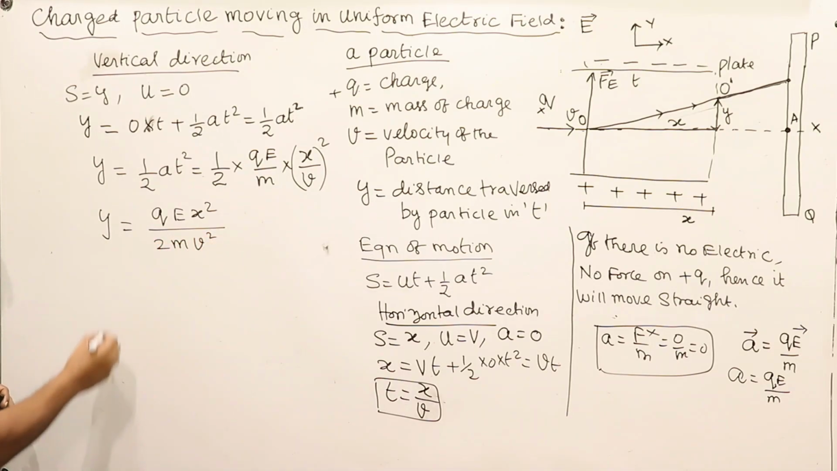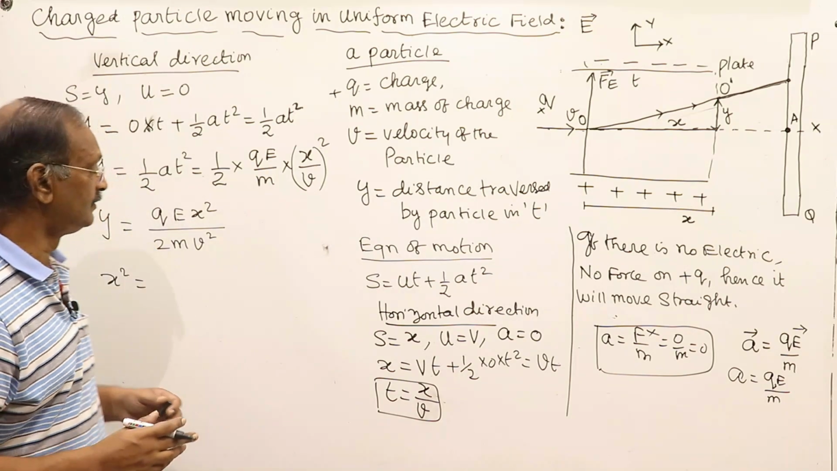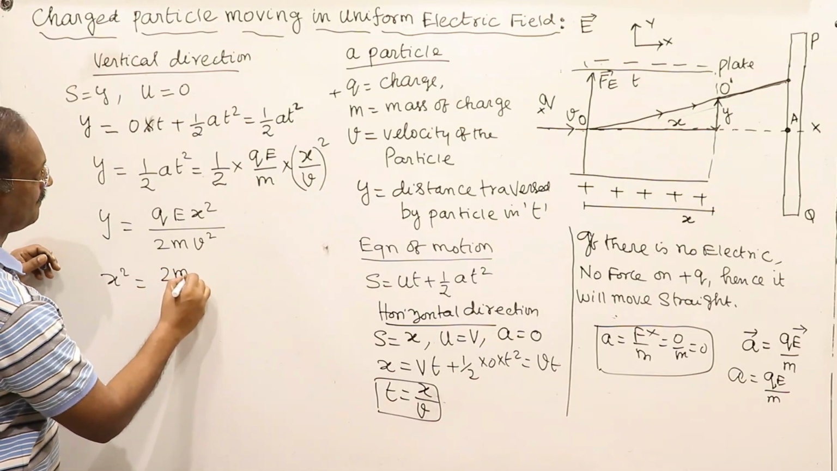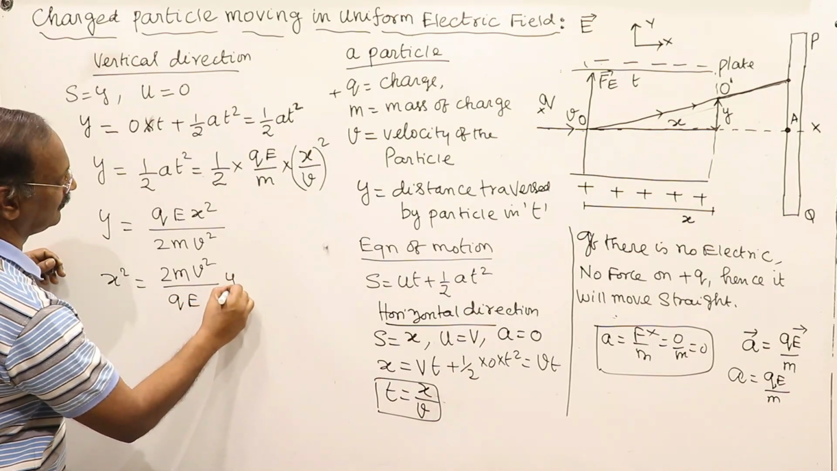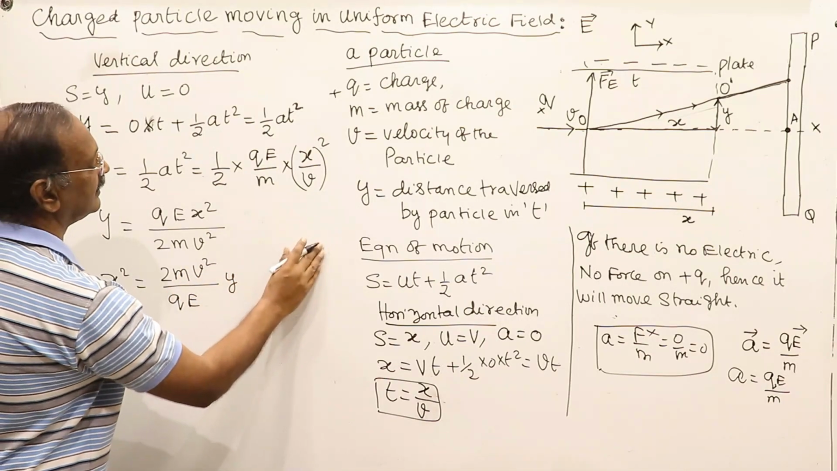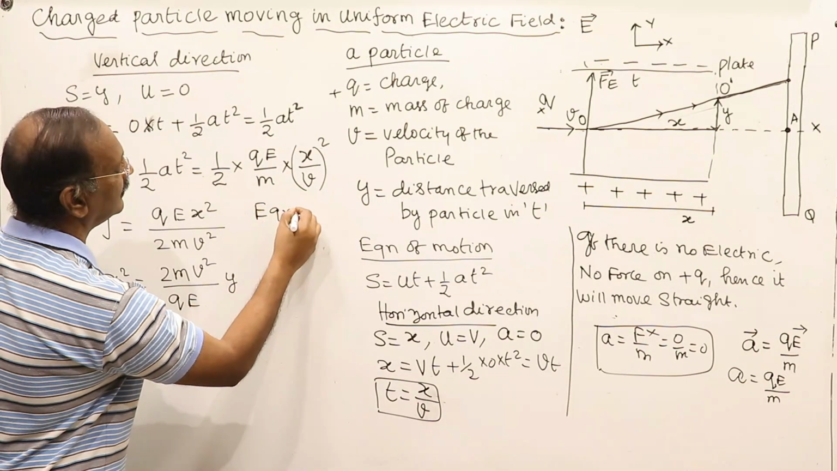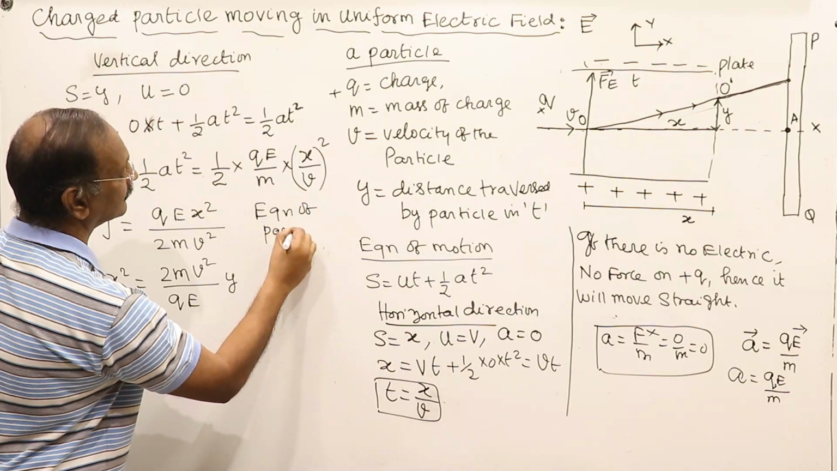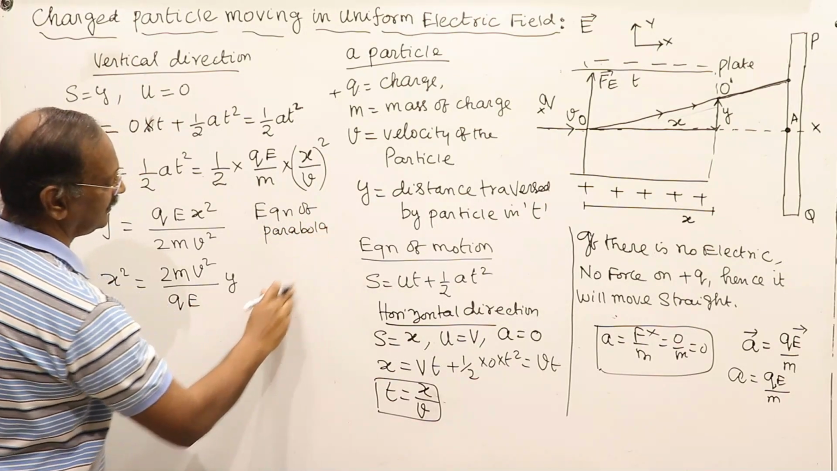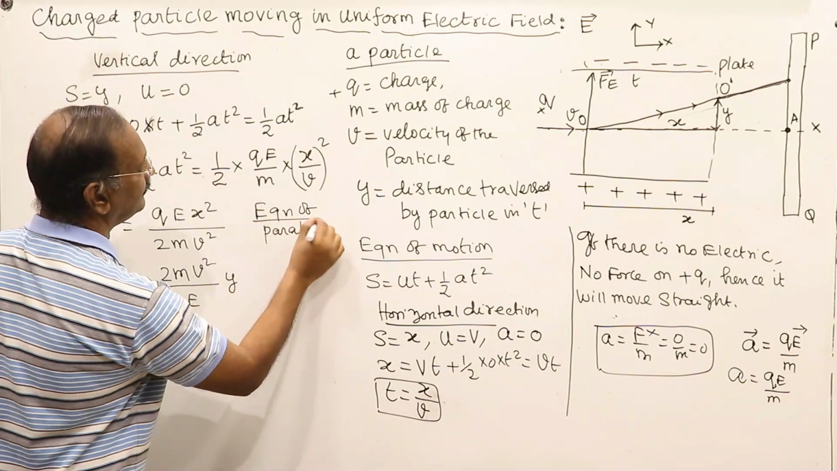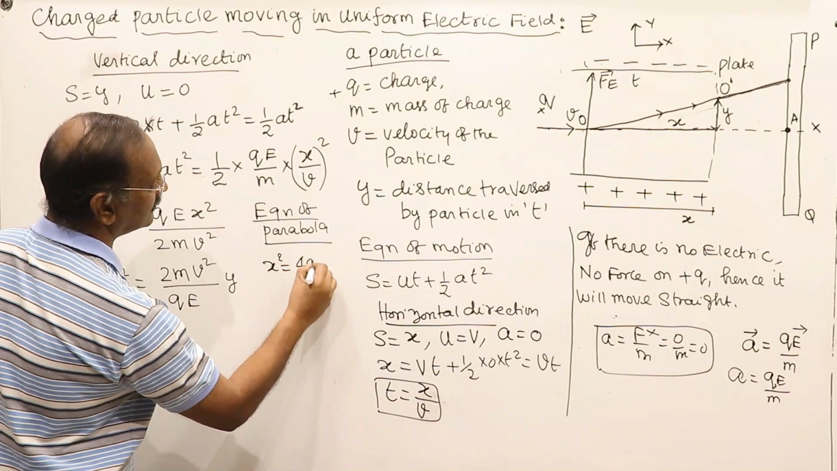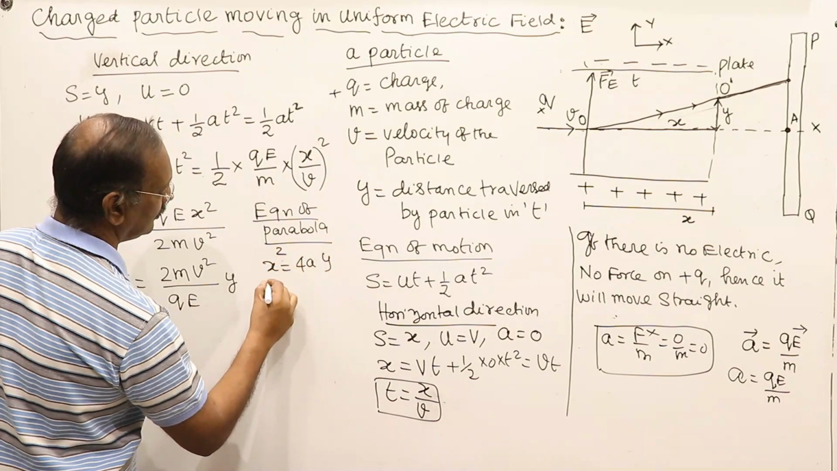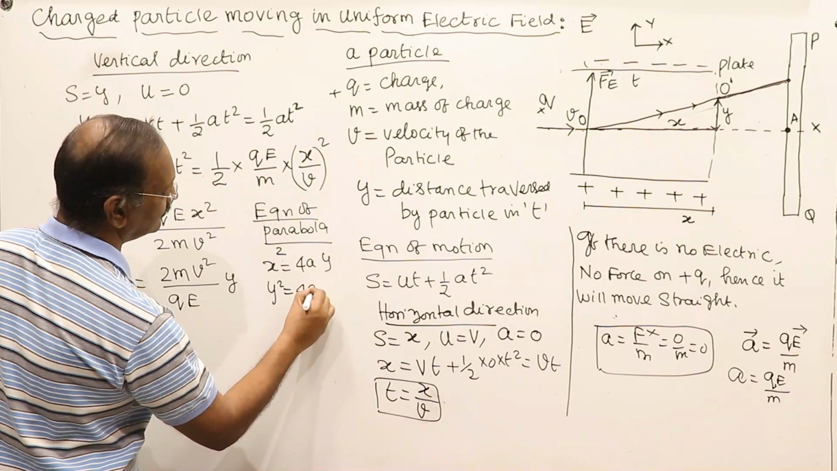We can write this equation, or we can write x square is equal to, what is the value of x square? x square is equal to 2m v square by q into e into y. This is the equation. This seems like the equation of a parabola. What is the equation of a parabola? If the medical people, the PMT people do not know, I will give: x square is equal to some constant into y, or y square is equal to some constant into x.